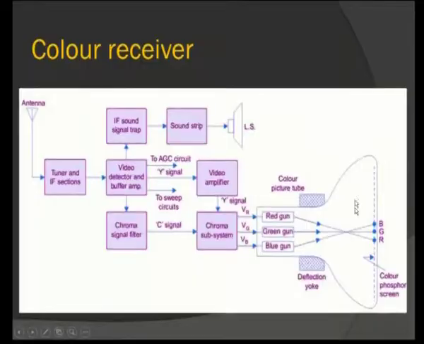Next is the color receiver. This is the color receiver tube we studied in the previous slide. Now, in the complete color receiver, only this part is changed: the chroma subsystem, chroma signal filter and this electron picture tube will be different, because they need to recognize different colors. The same antenna will receive the integrated sound and picture signal. The tuner will be set to a particular frequency so that it is able to receive the desired frequency of a channel, and this section will send the signal to the video detector and buffer amplifier.